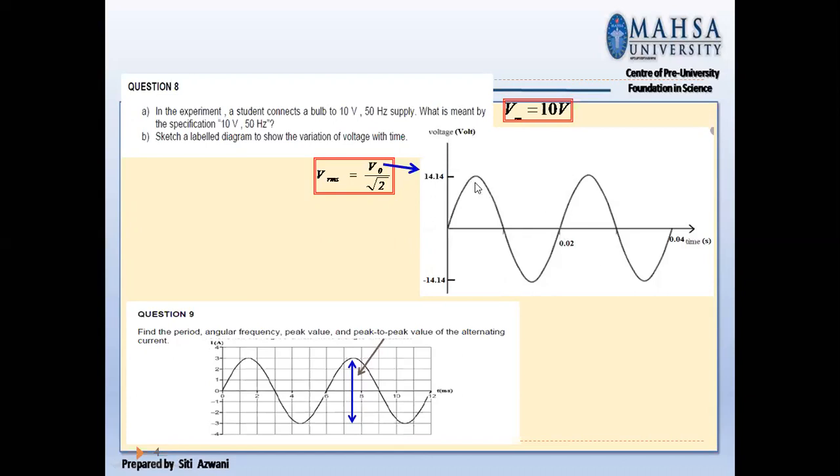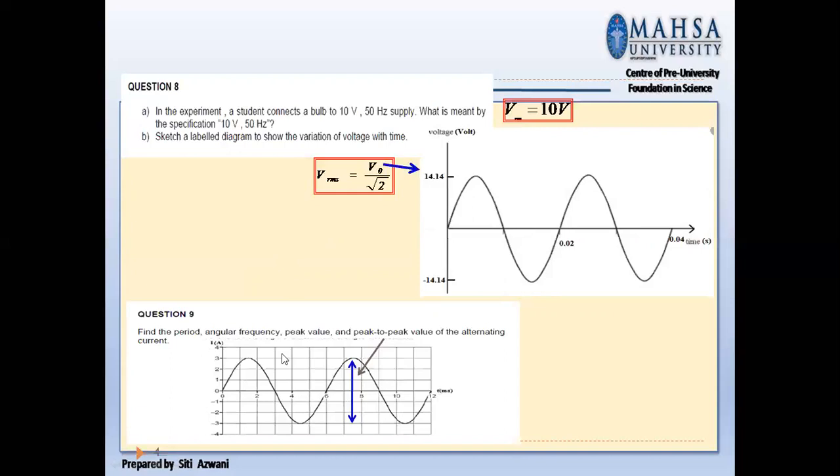Number 9 also, you are given a graph, and you need to calculate the period, the angular frequency, the peak value and peak to peak value of the alternating current. I think you don't have a problem to calculate the period and then the angular frequency omega, where omega is equal to 2 pi f.